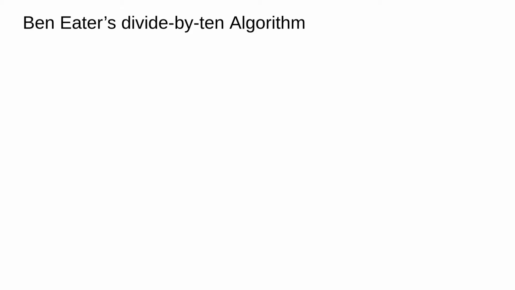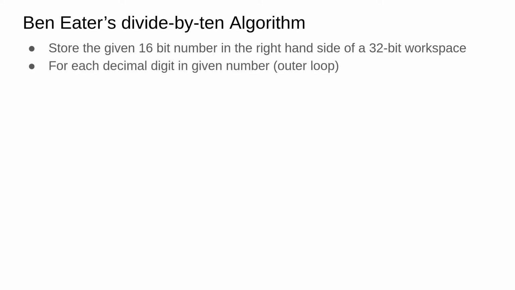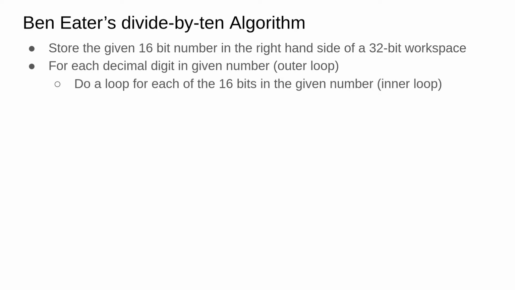Here's a recap of the algorithm. First, store the number we want to convert to decimal in the right-hand side of a 32-bit workspace. Then there are two nested loops. The outer loop iterates for each decimal digit in the given binary number, and an inner loop for each of the 16 bits in the given input number.